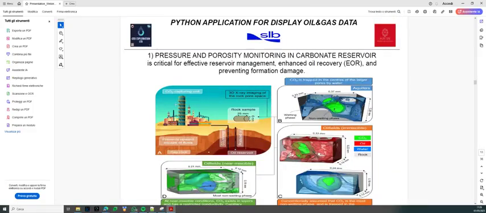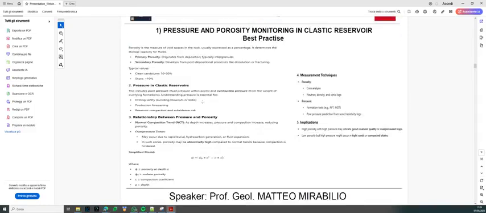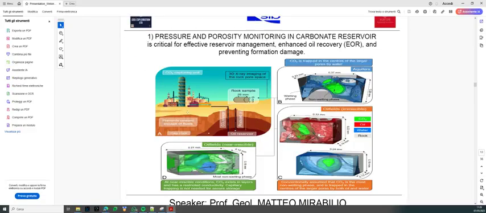Pressure and porosity monitoring in a carbonate reservoir is critical for reservoir management and also to establish enhanced oil recovery. That is important for every company for economic aspects, and also for planning all operations regarding the maintenance and management of the reservoir. And also to prevent damage of the reservoir, for example excessive compaction and subsidence risk in the area.